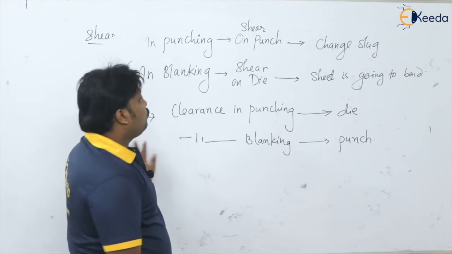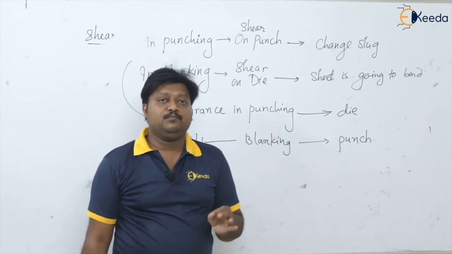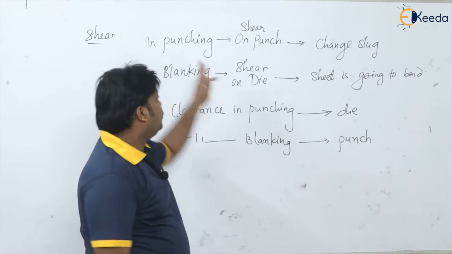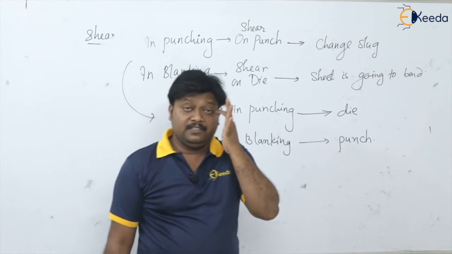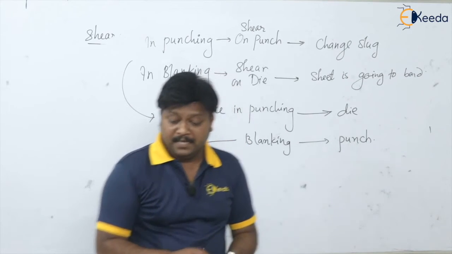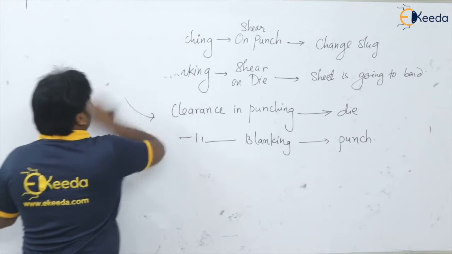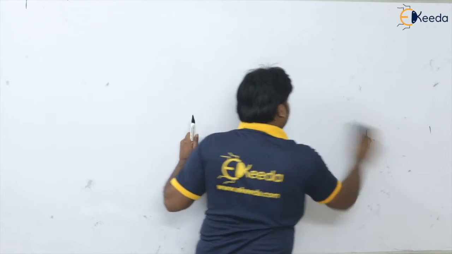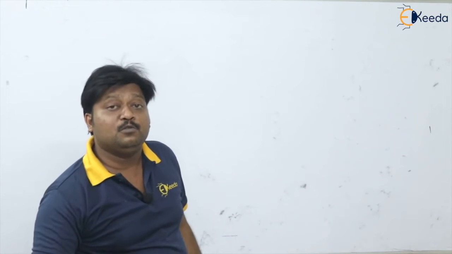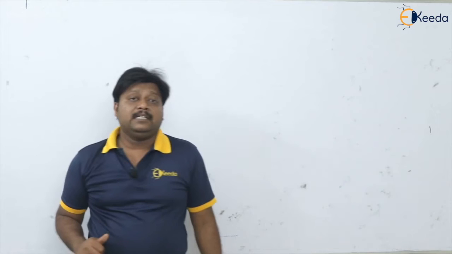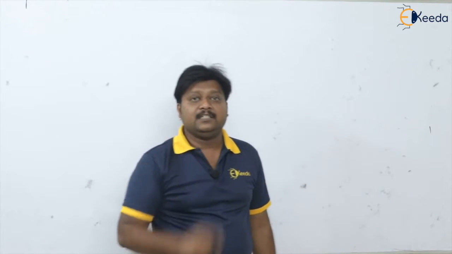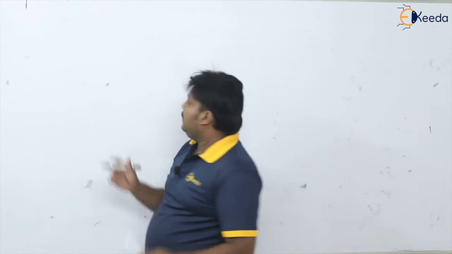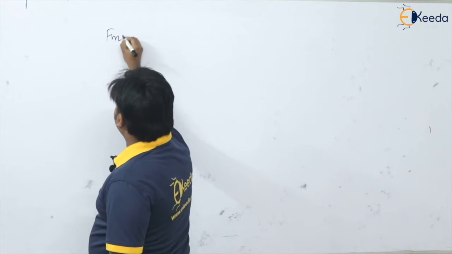So I hope the concept of the clearance as well as the concept of the shear is okay with you guys. In this way we have discussed that the force is going to be minimized by the application of shear. Now, how much shear is going to be provided? Actually, we know that our maximum force is what?